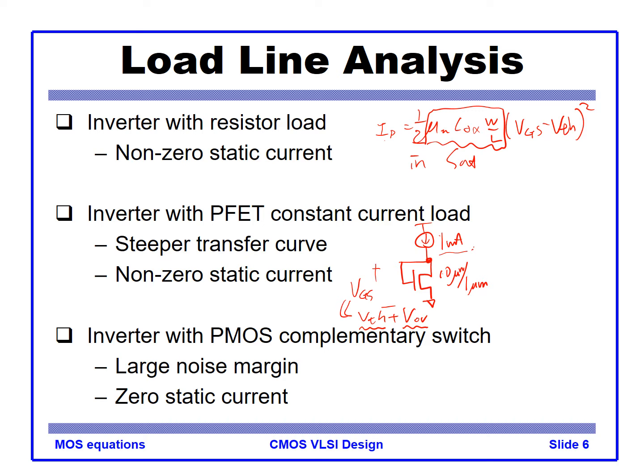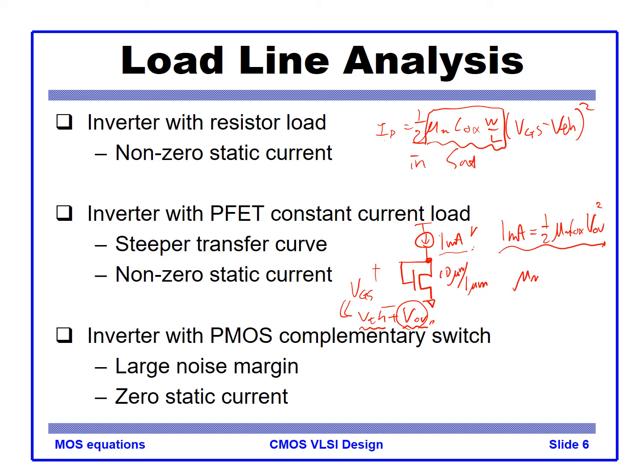So if you know that, you can easily find the threshold voltage and overdrive voltage by looking at the DC response, right? From there, we know that the current is 1 milliamp, which equals half mu n COX, W over L, times the overdrive voltage squared. This relationship is there.